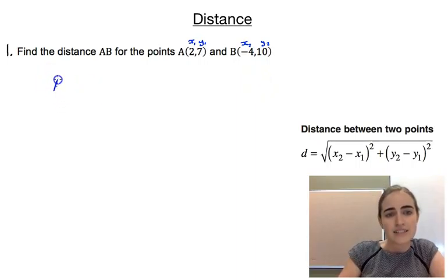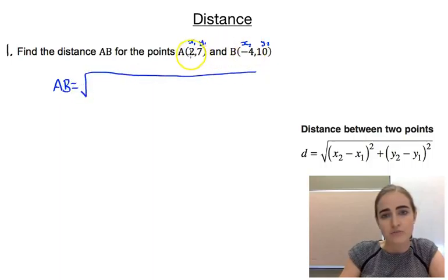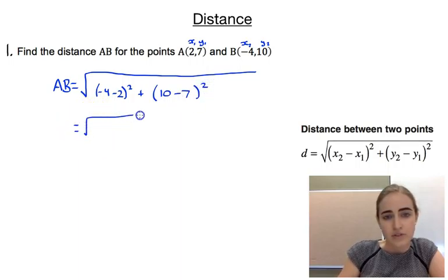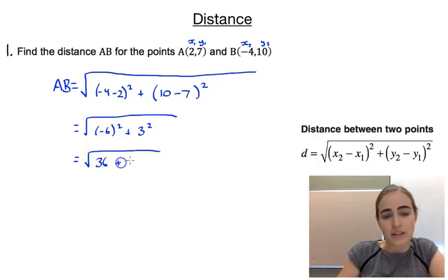All right, so that distance, AB, is going to be found going the square root of x2 minus x1. So we'll have minus 4 minus 2 squared plus y2 minus y1, so 10 minus 7 squared, which would give us the square root of minus 4 minus 2 would give us minus 6 squared, plus 10 minus 7 would give us 3 squared. So then minus 6 squared would give us 36, and 3 squared is 9. So we've got 36 plus 9, which would give us the square root of 45.